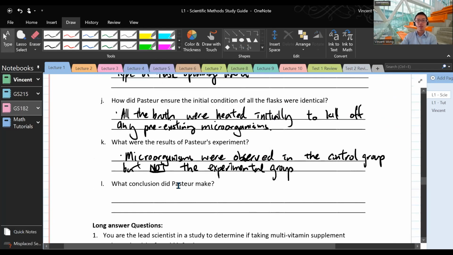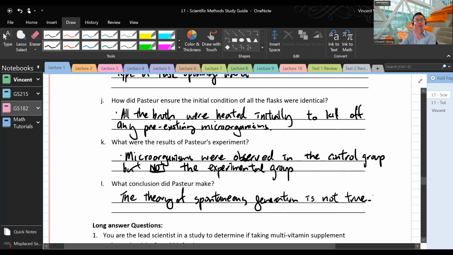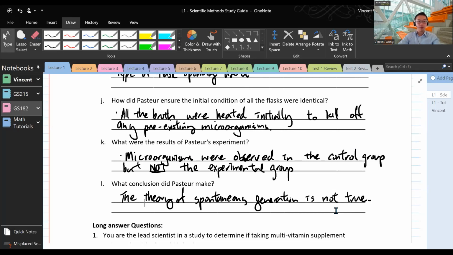So there you have it. Microorganisms were observed in the control group, but not the experimental group. So he definitively showed that the theory of spontaneous generation is not true. Okay. Does anybody have any questions related to either Redi or Pasteur's experiment?